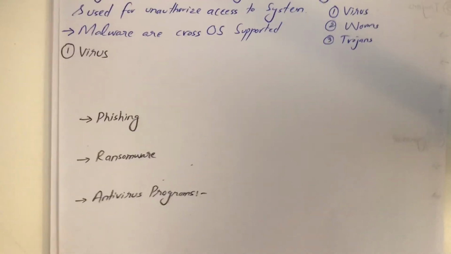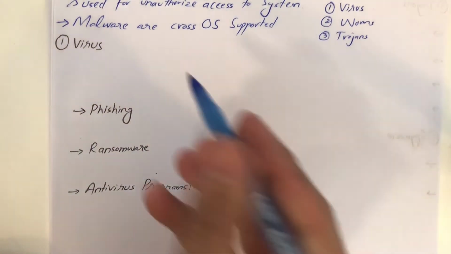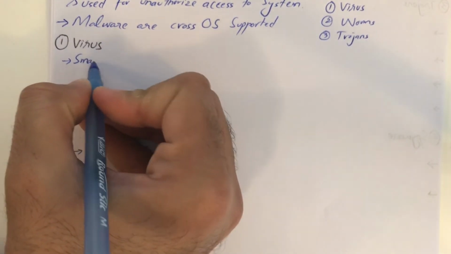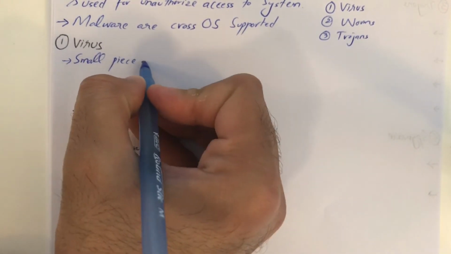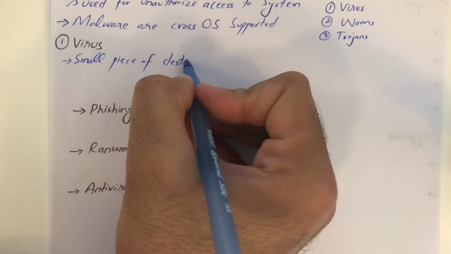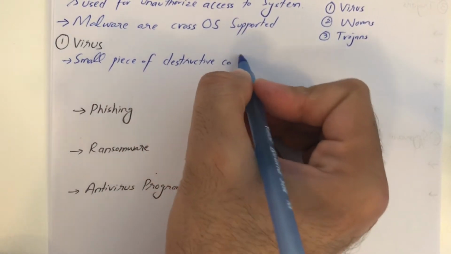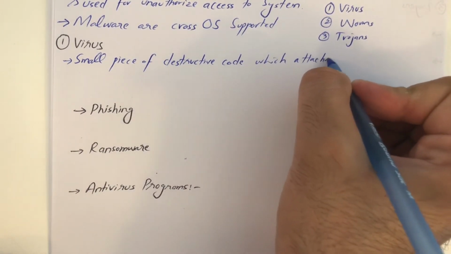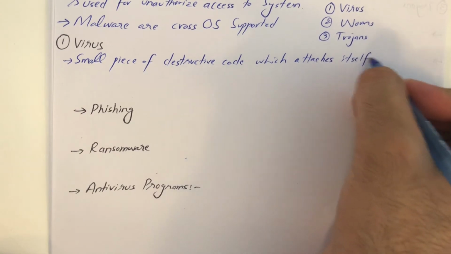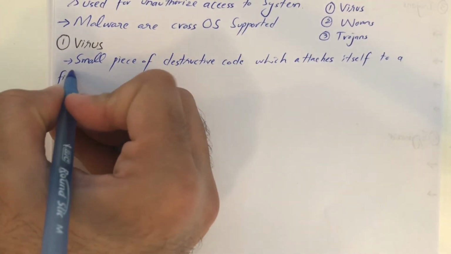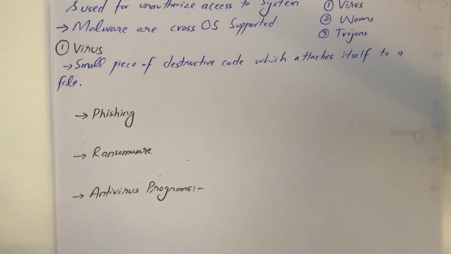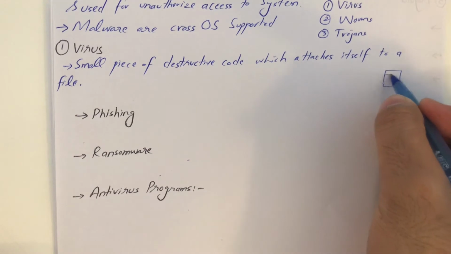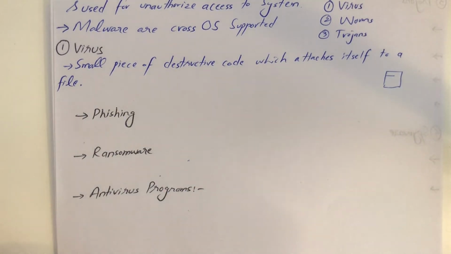So let's talk about virus first. A virus is a small piece of destructive code which attaches itself to a program file. Just like any other software, a virus is a small piece of code, and it attaches itself to a program file. Whenever you open that file, it can trigger itself.